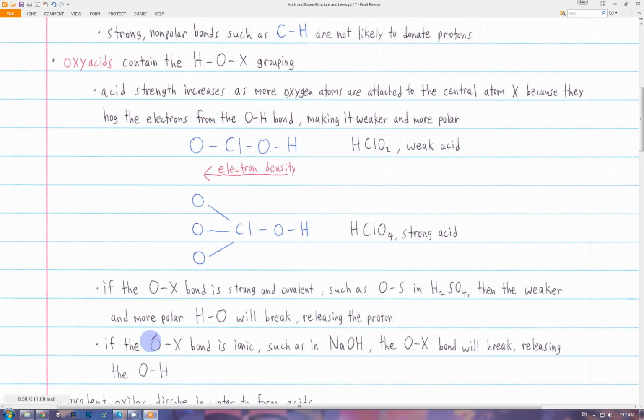If we have the O-X bond being ionic, remember that ionic bonds easily dissociate in water because of the polar water molecule. An example of this is NaOH. The Na bonded to the O is an ionic bond. Then that bond will be more likely to dissociate in water than the O-H bond, which is why when NaOH dissolves in water, the Na-O bond breaks, and we get the hydroxide ion and the sodium ion.